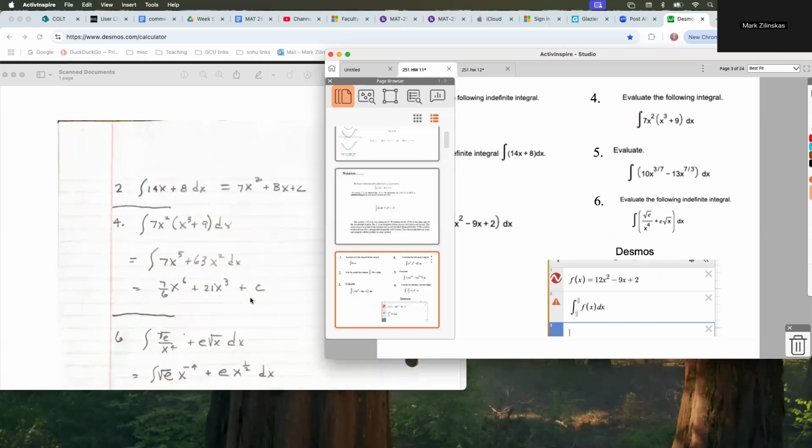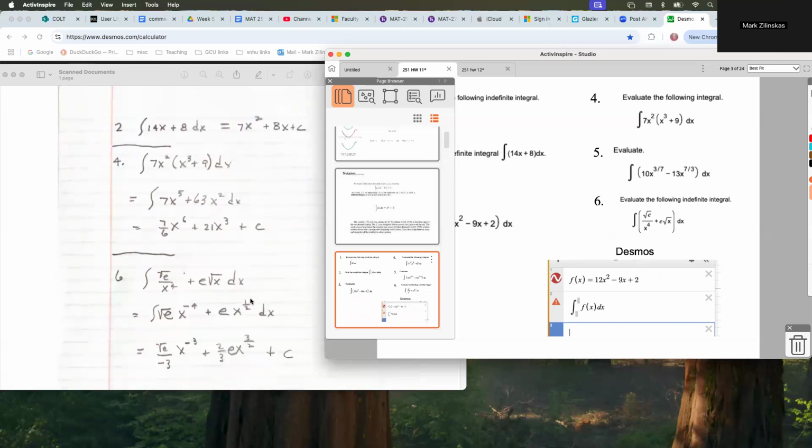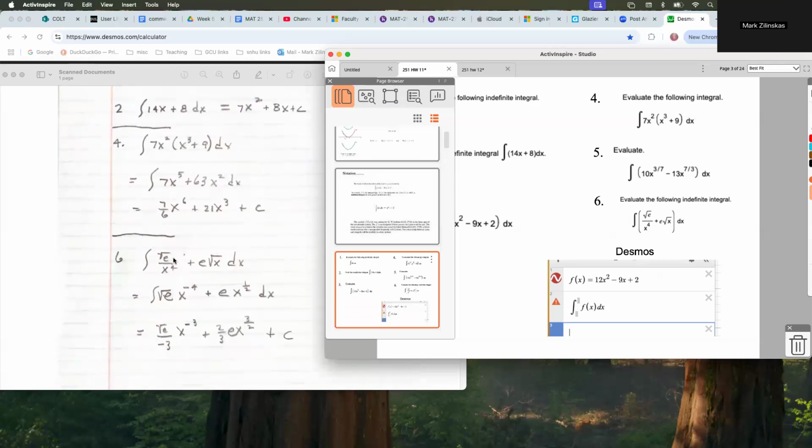Then in number 6, you start seeing things that are a little more complex. Notice we see the radical sign with the number e, but don't get too upset by that, because essentially e is, remember, a number, just like pi. Pi is approximately 3.14. e is approximately 2.7182. So it's just a number.